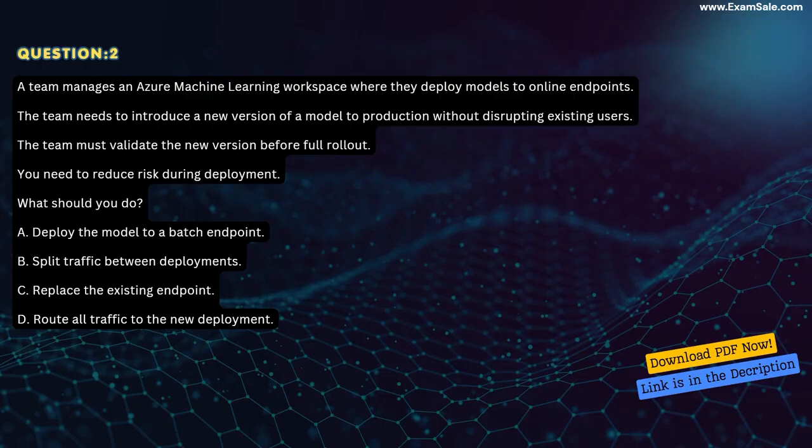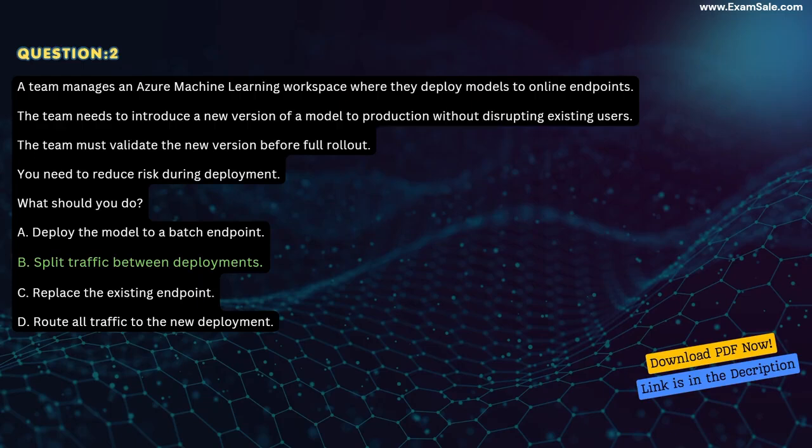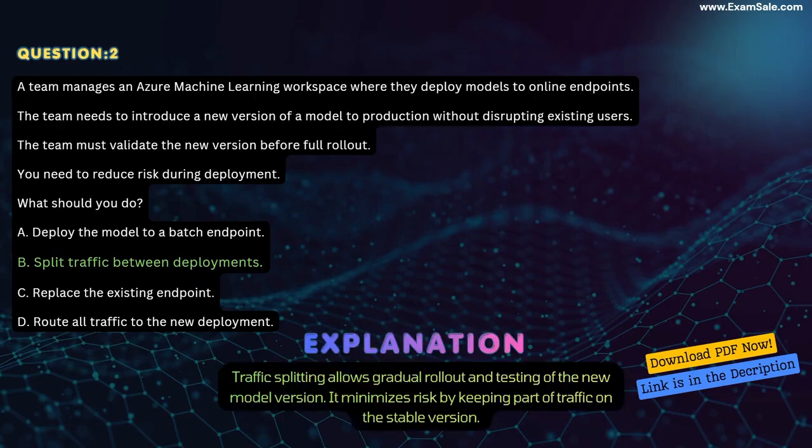B. Split traffic between deployments. C. Replace the existing endpoint. D. Route all traffic to the new deployment. Correct answer: B. Split traffic between deployments. Explanation: Traffic splitting allows gradual rollout and testing of the new model version. It minimizes risk by keeping part of traffic on the stable version.